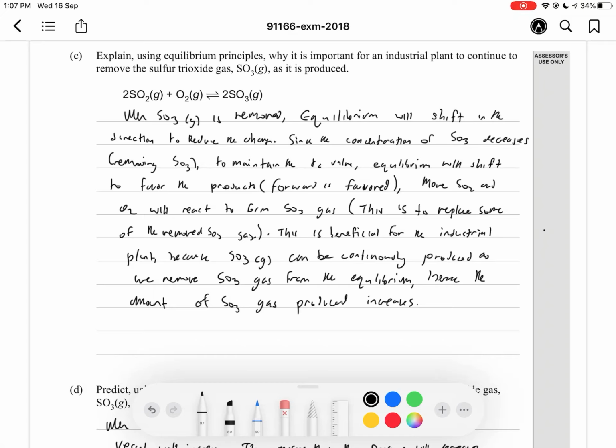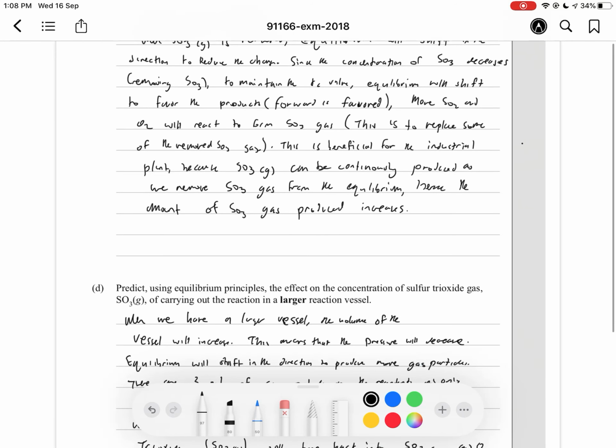And if you link all those points together, you're saying that the SO3 gas yield, or the total amount of SO3 gas that the industrial plant produces, will increase. Okay, if you can get a correct answer for both of these questions, you'll get an excellence grade.